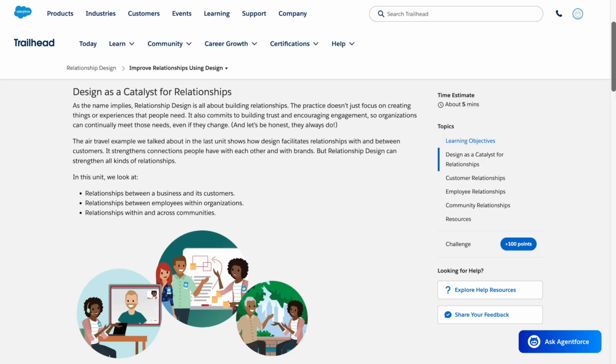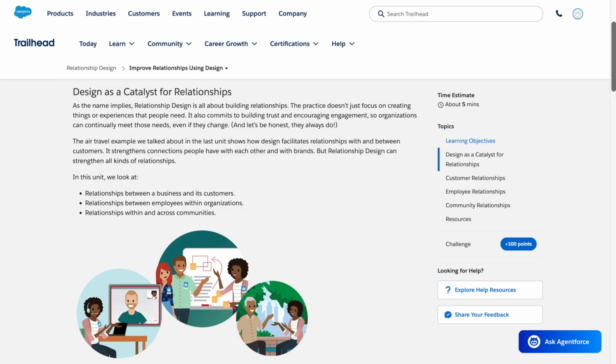Design as a catalyst for relationships. As the name implies, relationship design is all about building relationships. The practice doesn't just focus on creating things or experiences that people need. It also commits to building trust and encouraging engagement, so organizations can continually meet those needs, even if they change. And let's be honest, they always do.